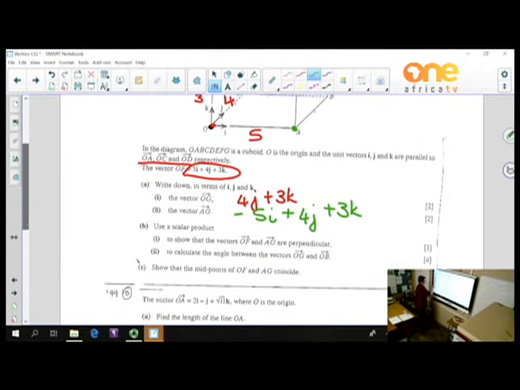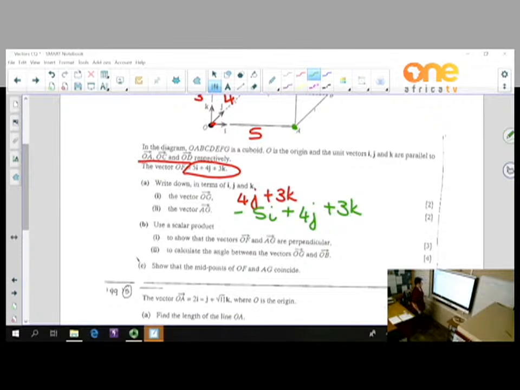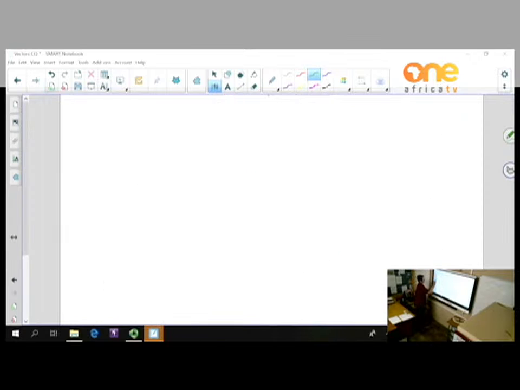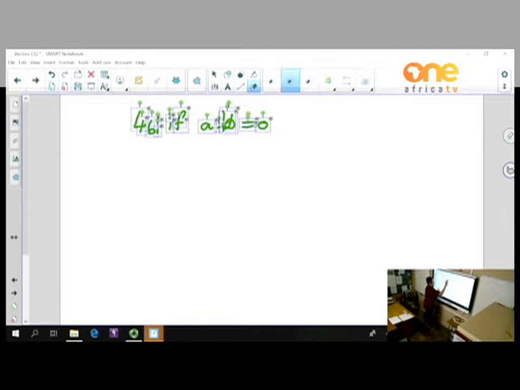Now they say, use a scalar product to show that the vectors OF, that's the one that we have originally, and AG are perpendicular. When are they perpendicular? We've said that now several times. So this is question 4b(i). If A dot B is equal to 0, then I have a scalar product.